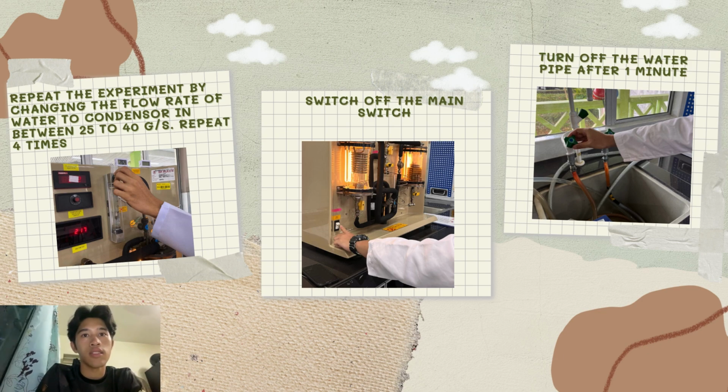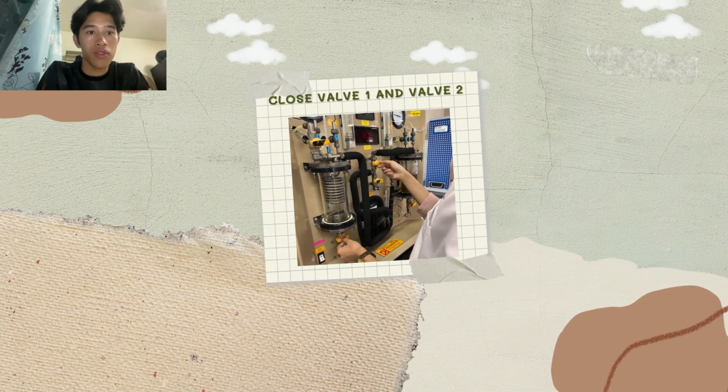And then the next step is switch off the main switch after we finish repeating the experiment 4 times, and then turn off the water pipe after 1 minute. And lastly, we have to close the valve 1 and valve 2.